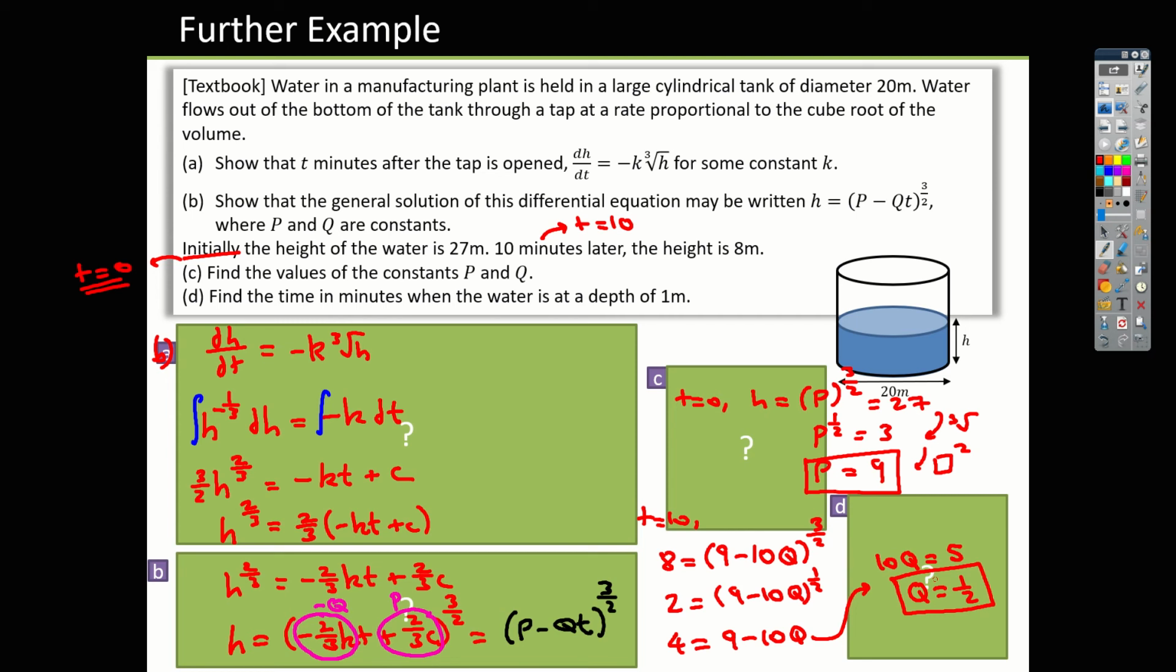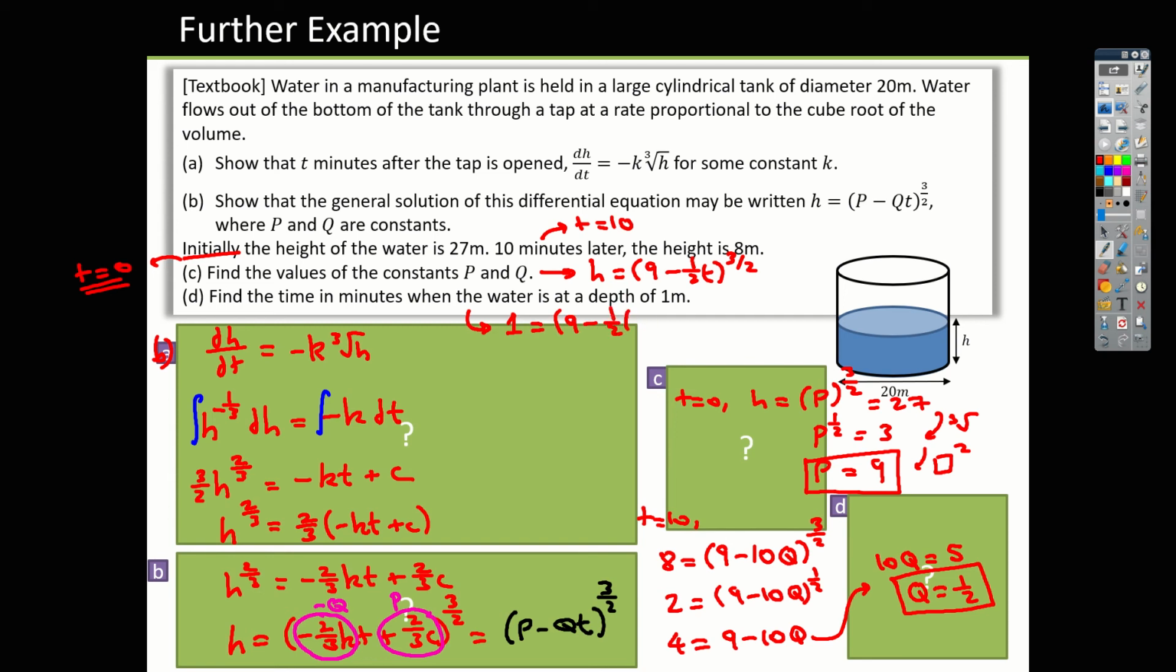What you probably now want to do is rewrite your equation, an expression for h using these constants. So now we've got h equals 9 minus a half of t to the power of 3/2. Now the time in minutes when the water is at a depth of 1, I'm going to do that under here. So when the depth is 1, that's my value of h. So 1 equals 9 minus a half.